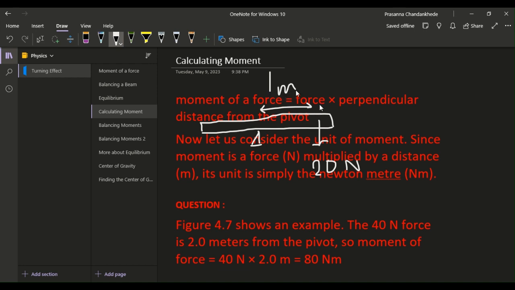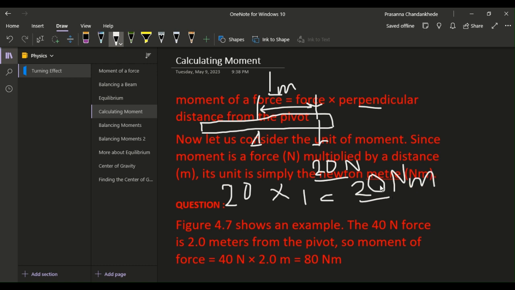So basically what this says is the force times perpendicular distance from the pivot. From here to here is the perpendicular distance from the pivot, which is 1 meter, and the force is 20 newtons. So when we multiply 20 by 1, we get 20. That will be our moment, in the unit newton meter, because newton times meter gives us Nm. So I think that makes sense.